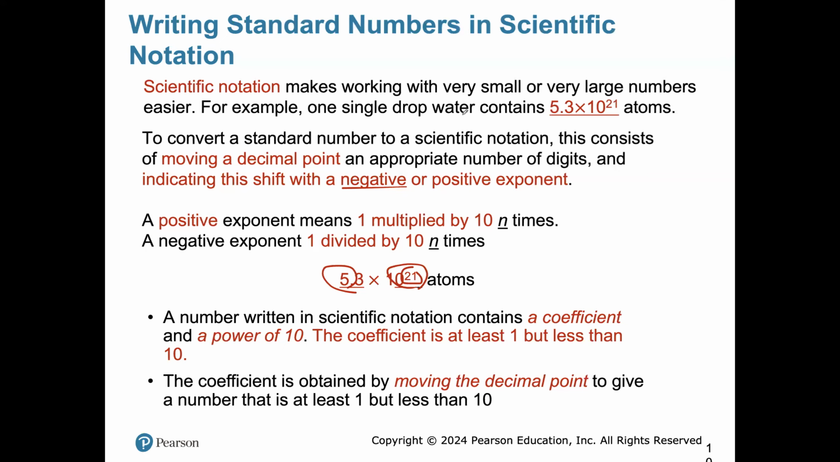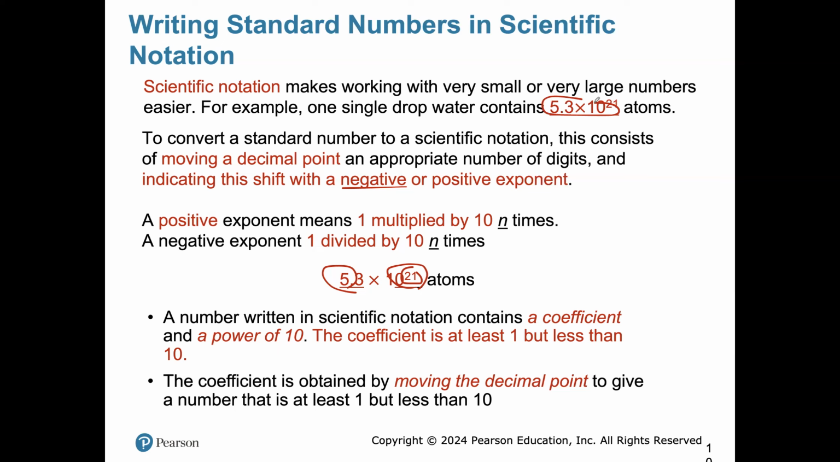So besides using prefixes, the second way we can represent very large or very small numbers is to use scientific notation. For example, a single drop of water contains 5.3 times 10 to the power of 21 atoms. This is a very large number. If we just use a standard number, there are 20 zeros after the 3, which is very tedious to write. By using scientific notation, we can show the size of the number relatively straightforwardly, and it's easier for people to understand.